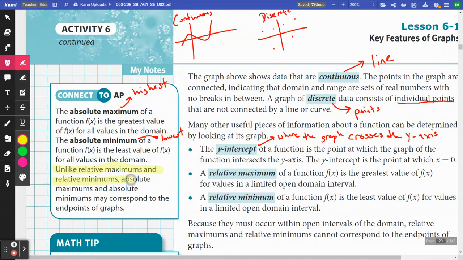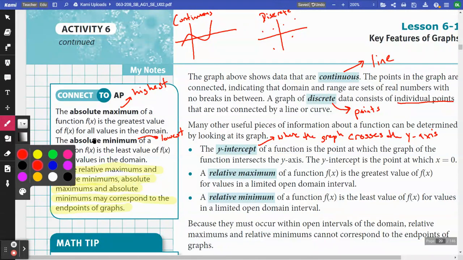Unlike relative minimums and maximums, absolute maximums and absolute minimums may correspond to endpoints of the graph. What does that mean? That means that these, and I'm going to just simply write, can be endpoints. These can be endpoints, okay?